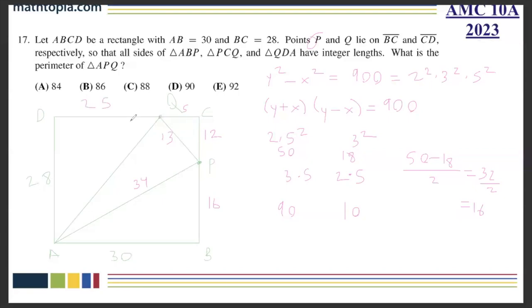But 25, 28, that does not make AQ have an integer side length. So that just simply doesn't work. The next thing we might try is 12, 16, and then 20, right? That's a 3, 4, 5 triangle scaled up by a factor of 4. But then we get over here 14, and then 14, 28 will not give an integer side length for AQ either.